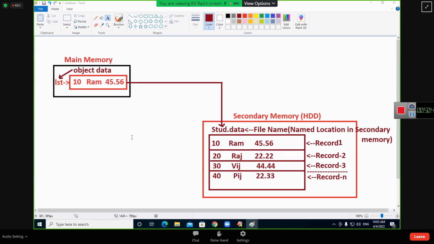Collection of records. What is the use of a file? The definition of a file is completely different. What is the use of files? Achieving persistency. What is the definition of a file? Collection of records. What is the file name? It is the named location in secondary memory.